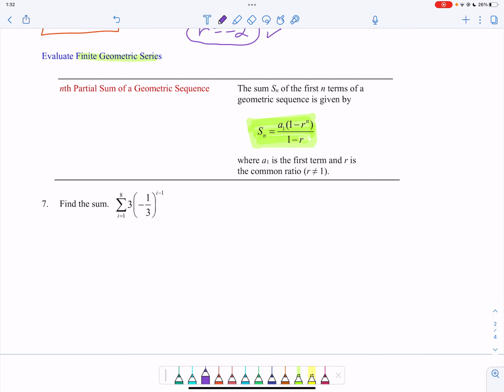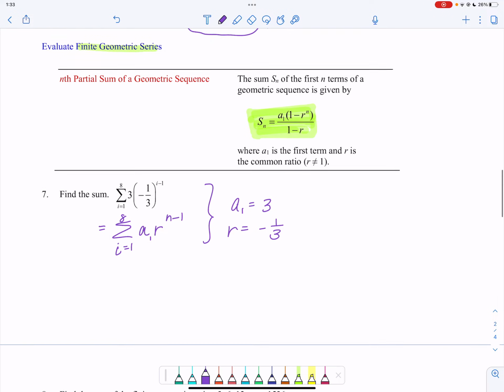If we want to find this sum, keep in mind a r to the n minus 1. If you can kind of see this comparison, with that you should be able to see that a sub 1 is equal to 3, and r is equal to negative 1/3.